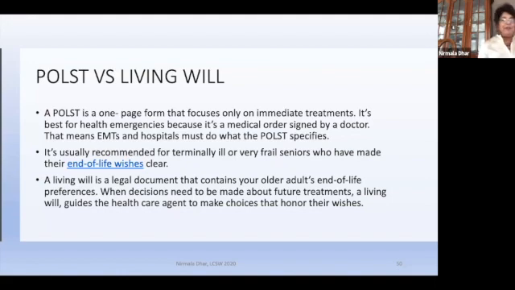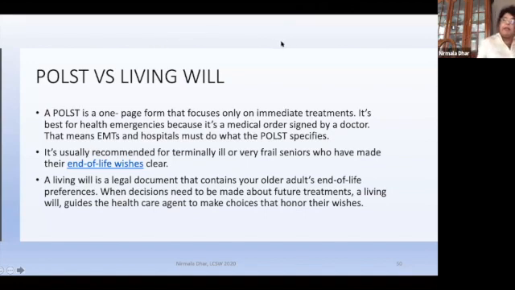And I just want to, all of you may know the difference, but there are a variety of people attending today. So I just want to make clear, what's the difference between a POLST and a living will or advanced care directive? A POLST is a one-page form that focuses only on immediate treatment. It's best for health emergencies because it's a medical order signed by your primary care physician or nurse practitioner. That means EMTs and hospitals must do what the POLST form specifies. It's usually recommended for terminally ill or very frail seniors who have made their end-of-life wishes clear to their physician or nurse practitioner. So that's the POLST.